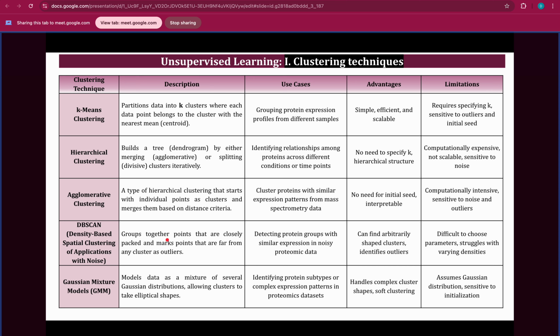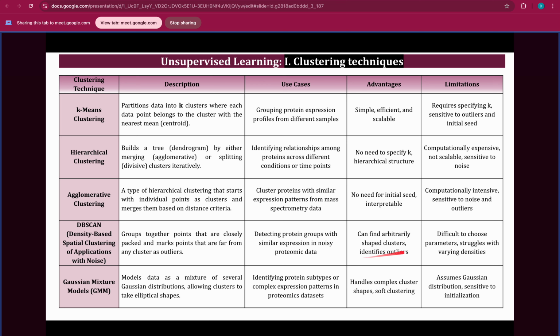It tries to group points that are closely packed and marks those points that are far from any cluster as outliers. So in this way it is able to identify outliers as well, because in hierarchical clustering we have seen that if there are some outliers, it will still try to fit them into a cluster and keep them together, which might have some influence. But in DBSCAN it will term it as noise and ignore it. It will not put it into any cluster, it will simply say it is noise, it cannot be clustered. So for detecting protein groups with similar expression in noisy proteomic data, we can use DBSCAN.